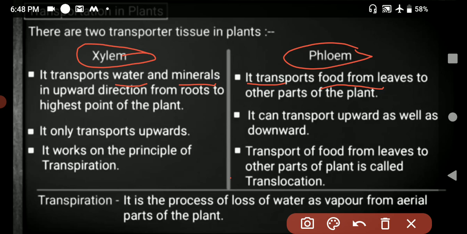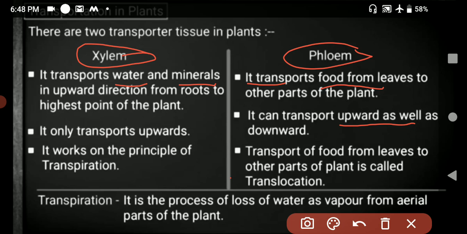Second, xylem only transports upward, so it is unidirectional. Phloem can transport upward as well as downward.